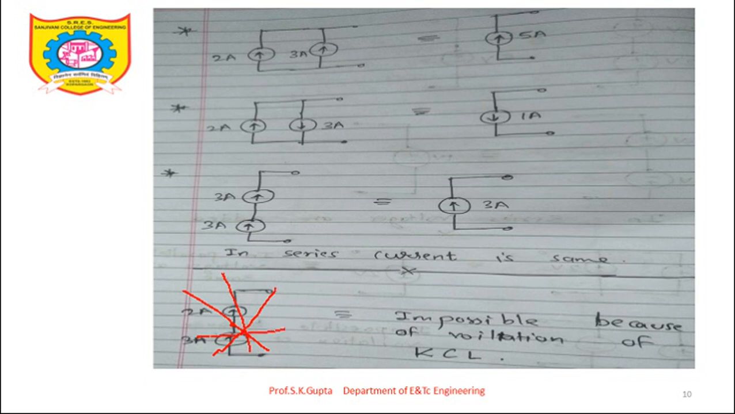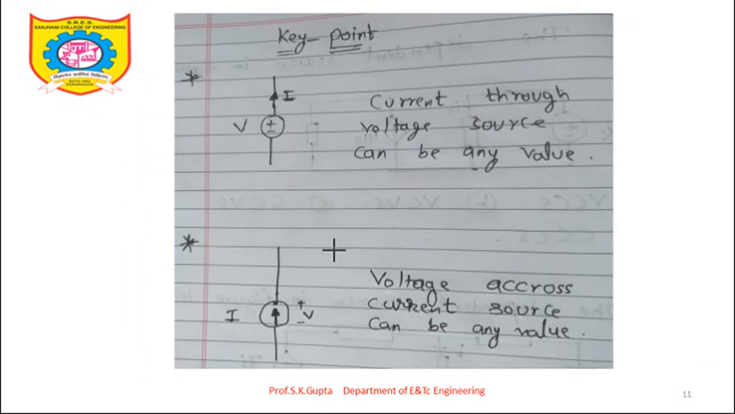Okay. So what points have we seen? In series, voltages are added. In parallel, voltages are same. Then second thing, in parallel, currents are added and in series, currents are same. Okay. So now next is one key point for you.